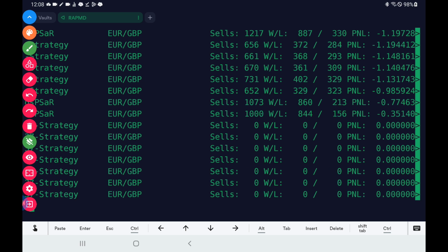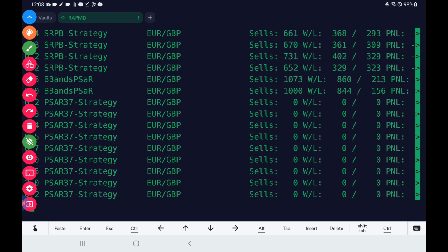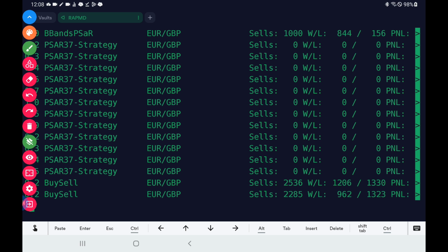Here's an interesting situation where the particular strategy we are using is so restrictive that it doesn't meet any criteria in this particular trading. Parabolic SAR Rule 37. This is a surgical strategy. For this particular market, EURGBP, it's not volatile enough to trigger. That is fascinating. And that is an important situation to be aware of when you are looking at your trades.